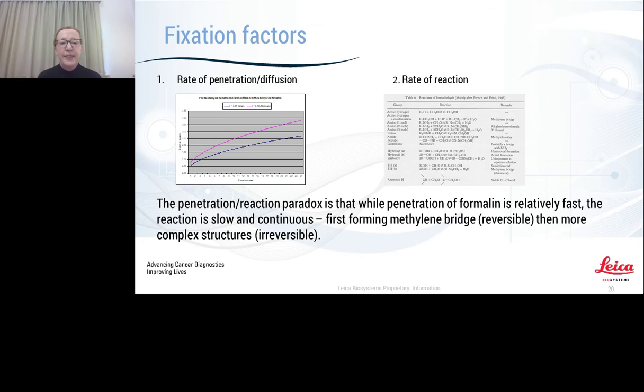So, some of the fixation factors. There's the rate of penetration and diffusion and the rate of reaction with formalin. It's often described as the penetration-reaction paradox. While formalin does penetrate relatively rapidly, the actual fixation is quite slow. First forming a methylene bridge, reversible, with the primary amines, and then more complex structures as fixation continues. And this is sort of the basis of antigen retrieval, where the initial reversible part of fixation allows us to retrieve tissue so that we can then perform IHC.